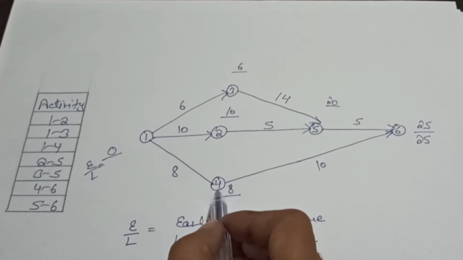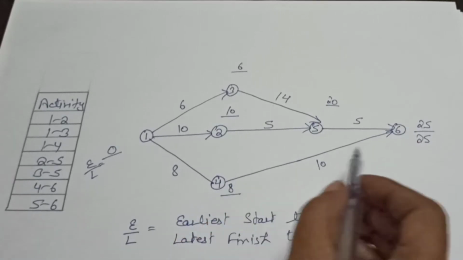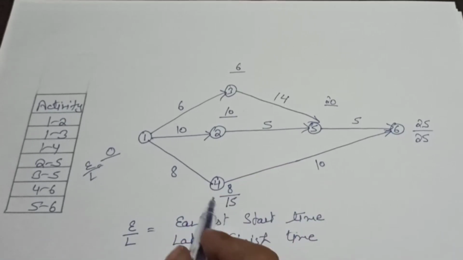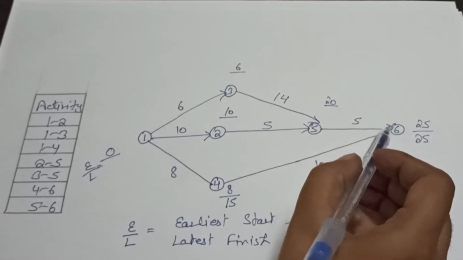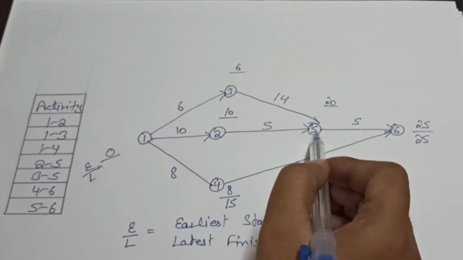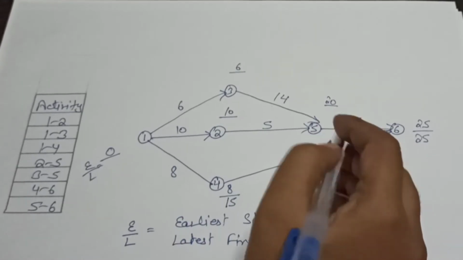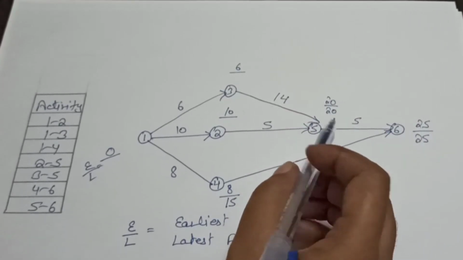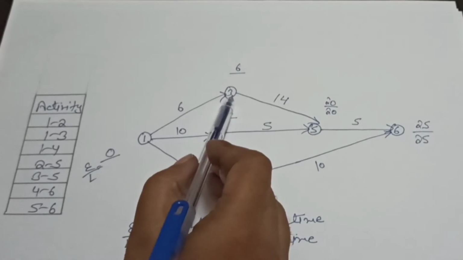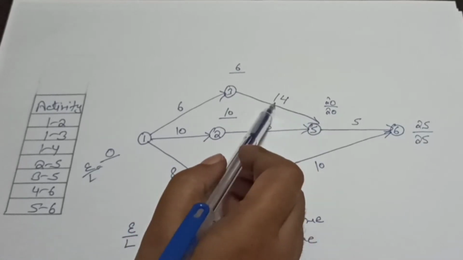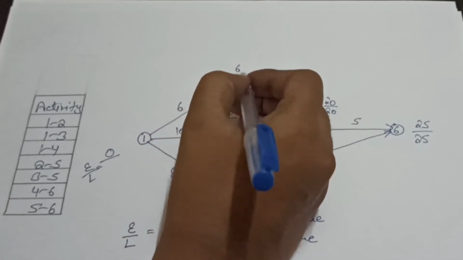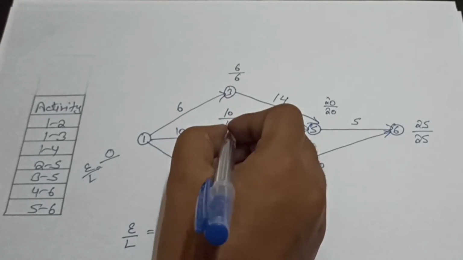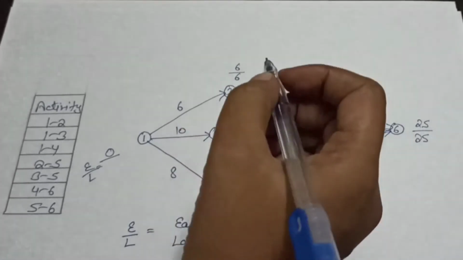Now we can calculate the L value for this node as 25 minus 10 is equal to 15. So 15 is the L value for this node. Now we will calculate the L value for this node. 25 minus 5 is equal to 20. So 20 is the L value for this node. Now we will calculate the L value for this node. 20 minus 14 is equal to 6. 20 minus 5 is equal to 15. So 15 is the L value for this node.